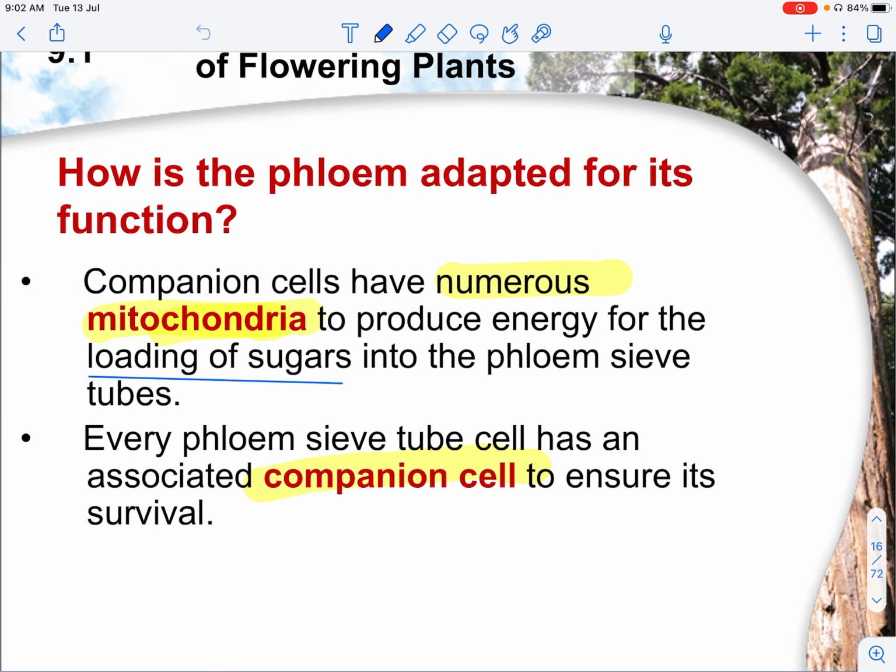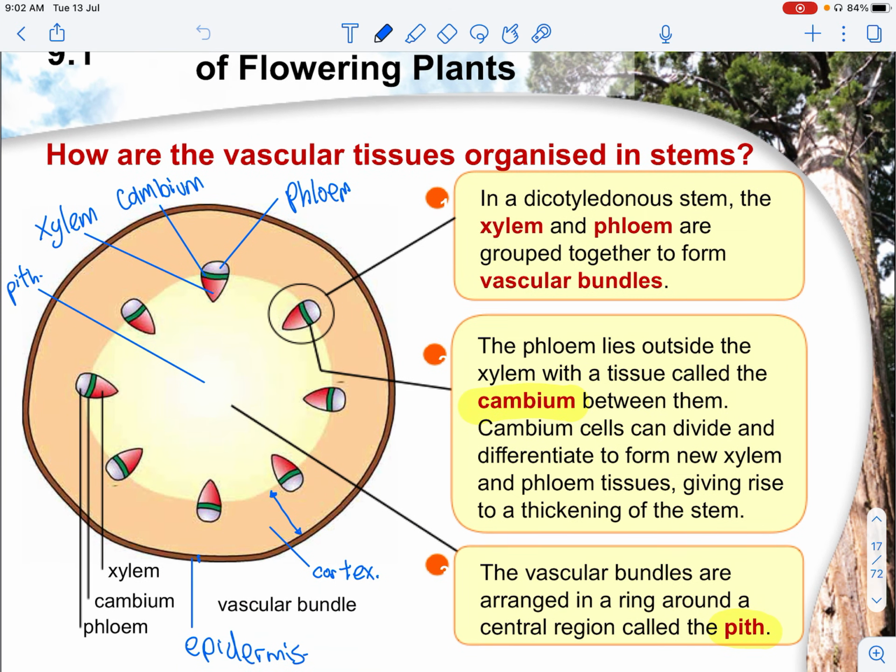In terms of adaptation, you have your companion cells that have numerous mitochondria to help produce energy through the process of respiration for the loading of sugar into the phloem sieve tubes. And every phloem sieve tube cell would have an associated companion cell to help ensure its survival.